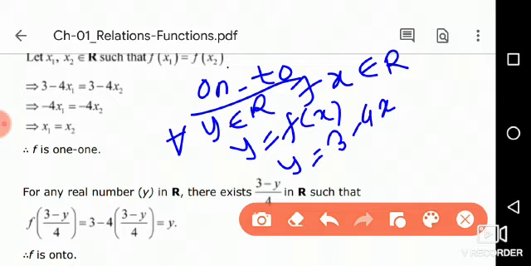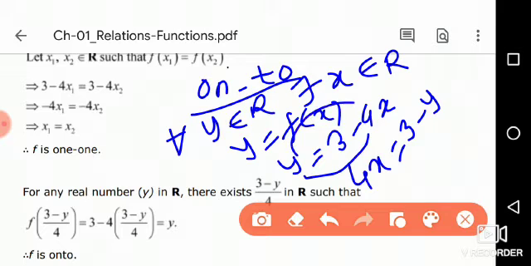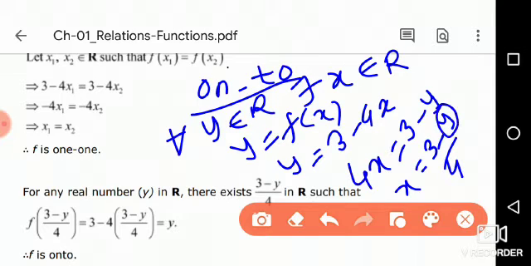In this case, we have to solve for x. Therefore, I can write 4x is equal to 3 minus y. By rearranging the equation, we bring 4x to the left side and y to the right side. We get 4x is equal to 3 minus y. Therefore, x is equal to (3 minus y) divided by 4. For any value of y, there is a value of x which belongs to the domain set R. For every value of y, there is an x value belonging to the domain set R.